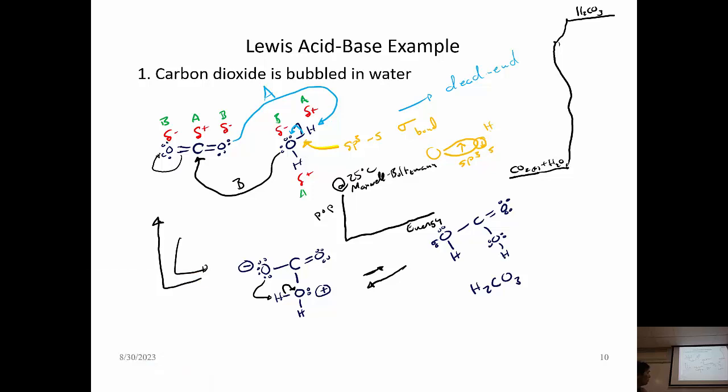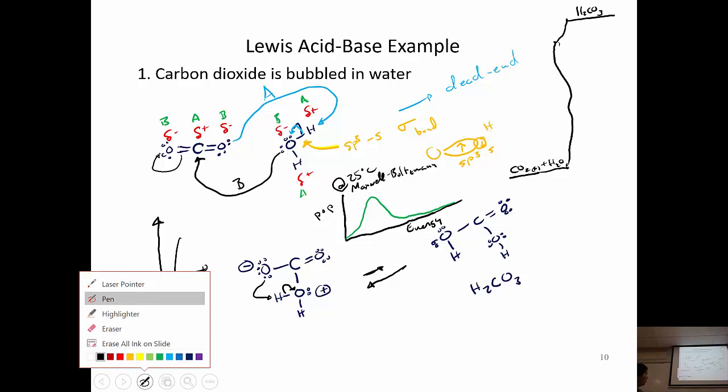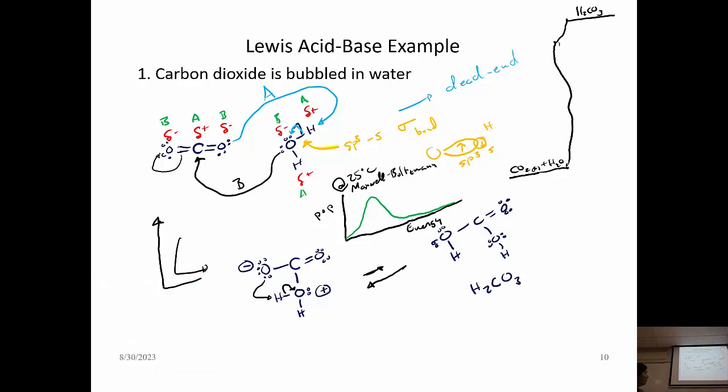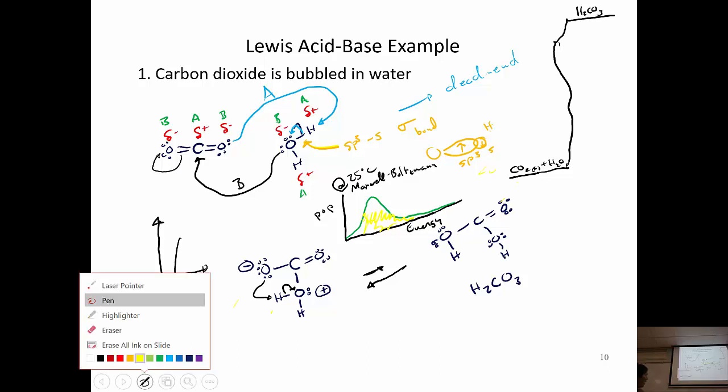of the distribution. The shape of the distribution is kind of a bell curve, but it has this little high energy tail. Like that. And so at room temperature, the bulk of the CO2 and H2O are residing down here. The bulk of them, some of these are more energetic. But there's a small population of high energy.